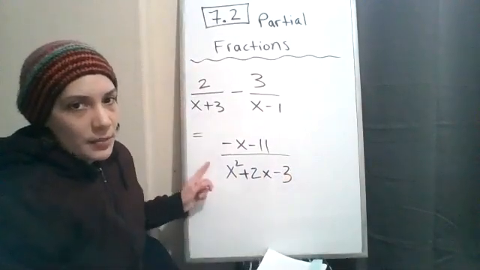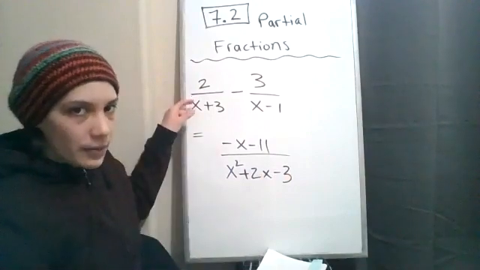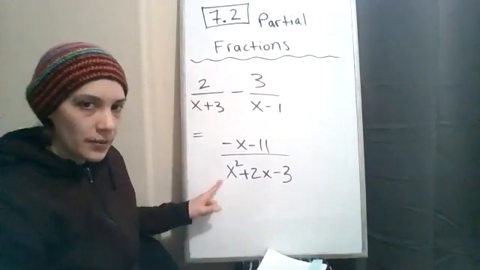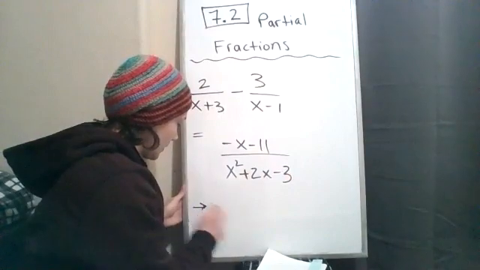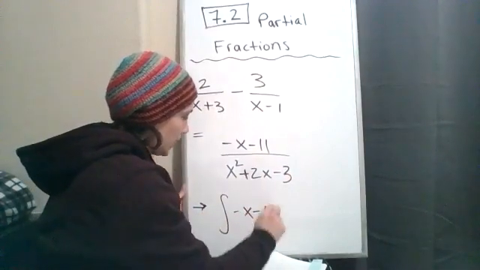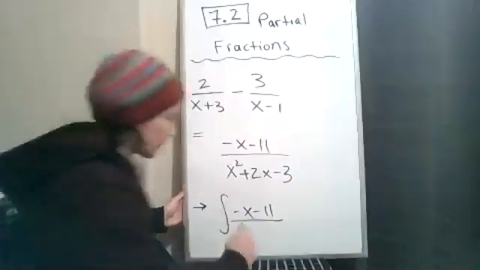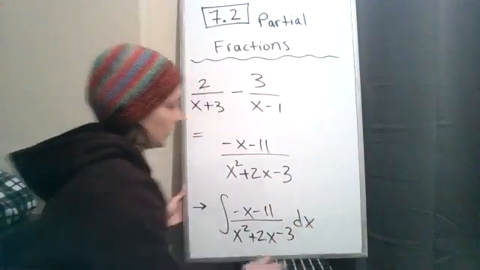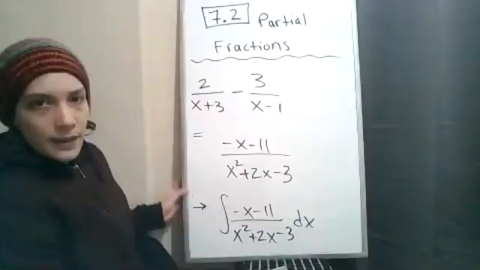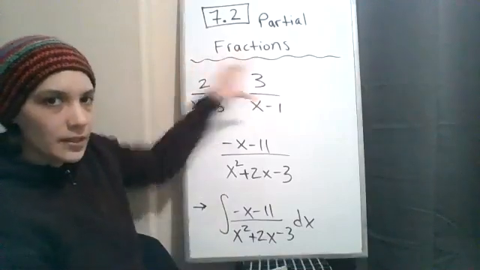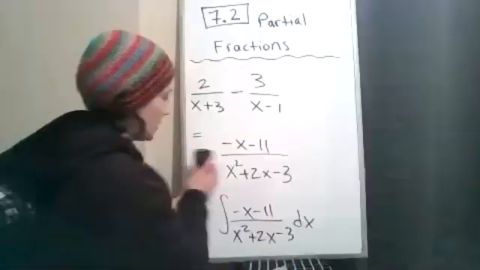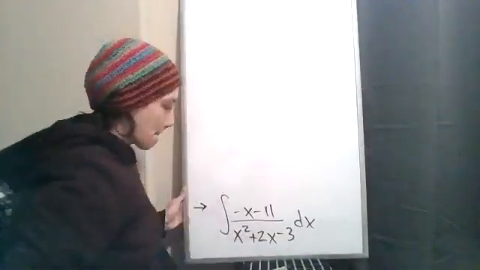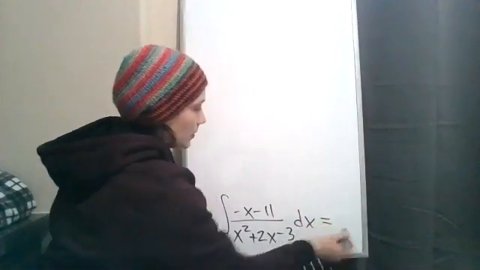So the goal in this chapter is to take something that looks like this, rewrite it like that, and then integrate this part. So if you have an integral of negative x minus 11 over x squared add 2x subtract 3 dx, it's equal to the integral of both of these terms here.